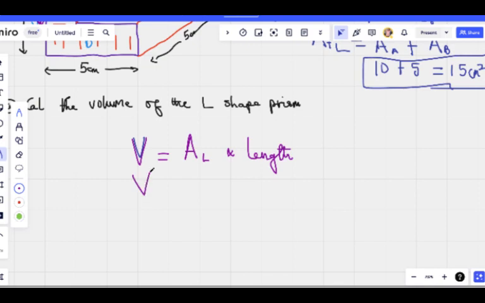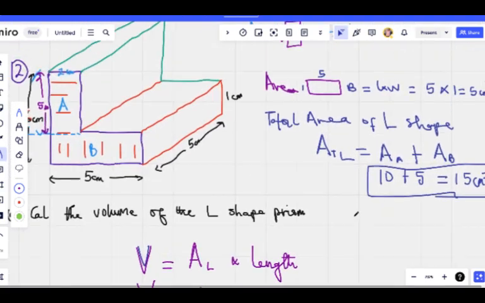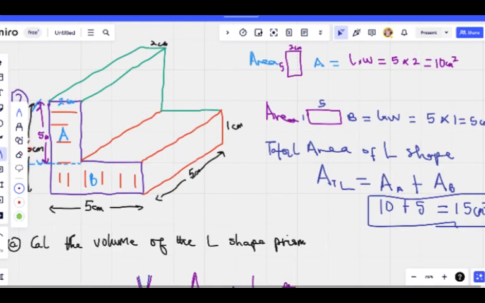So volume in this regard is equal to 15. Remember, we calculated the total surface area of the L shape. 15 multiplied by, what's the length of the prism? 5 centimeters. The length of the prism is 5 centimeters. Look at it. The length of the prism is 5 centimeters.